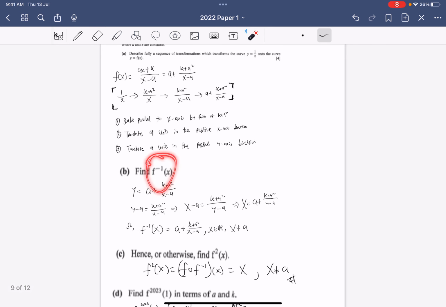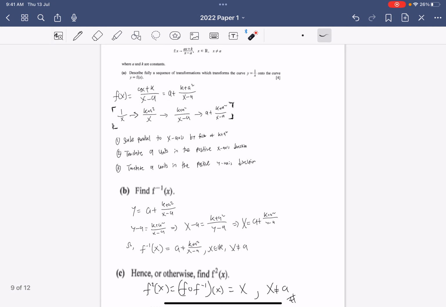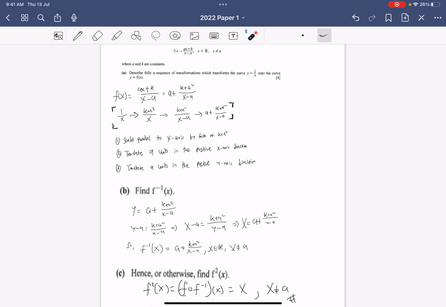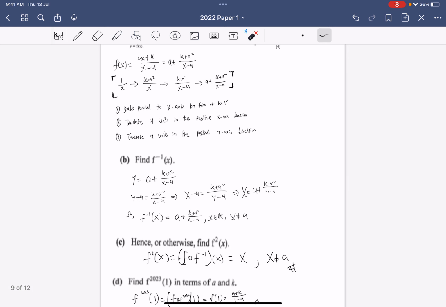Next, we're supposed to find the inverse, and because y equals to this, to find the inverse, you always let y equals f(x), and then you want to get x equals some g(y), some function in terms of y. And then you just replace this with f inverse x. And this will be just the inverse function. So you want to shift x to the left hand side and write everything in terms of y.